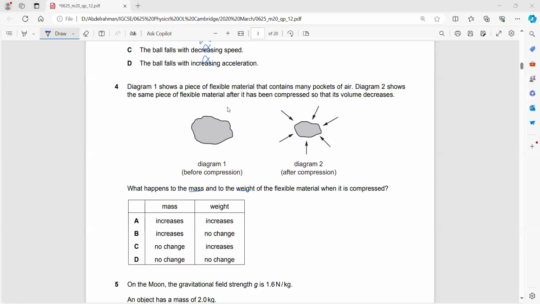As you compress it, what happens? You have a couple of molecules. The volume decreases, but the mass does not decrease. Why? Because you do not remove any molecules. So it doesn't change. And the weight doesn't change as well, because the weight depends on the mass. So if the mass doesn't change, the weight will not change. Both of them will not change.